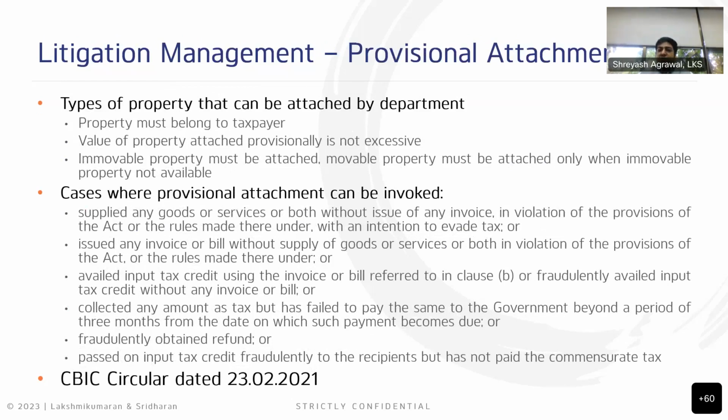The circular first says what types of property should be attached. First preference should be given to immovable property like land, building, etc. Bank should be chosen last as an asset for attachment, because attaching a bank account seizes the entire operation of a factory on which thousands of people depend, and hence attaching a bank account should be the last option.